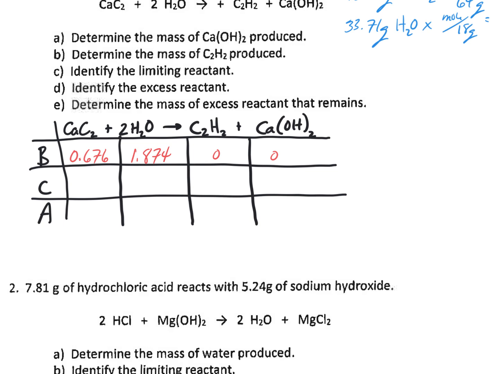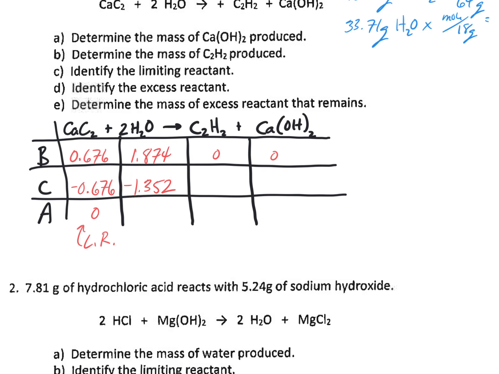Okay, so the amount of stuff that we can make depends on the limiting reactant. So now we've got to decide which is our limiting reactant. All right, so I know that calcium carbide is going to be my limiting reactant. How do I know that? Because if I use up all of my calcium carbide, I am going to need 2 times that number of water. So what I did here is I took 0.676 times 2, and I got this number.